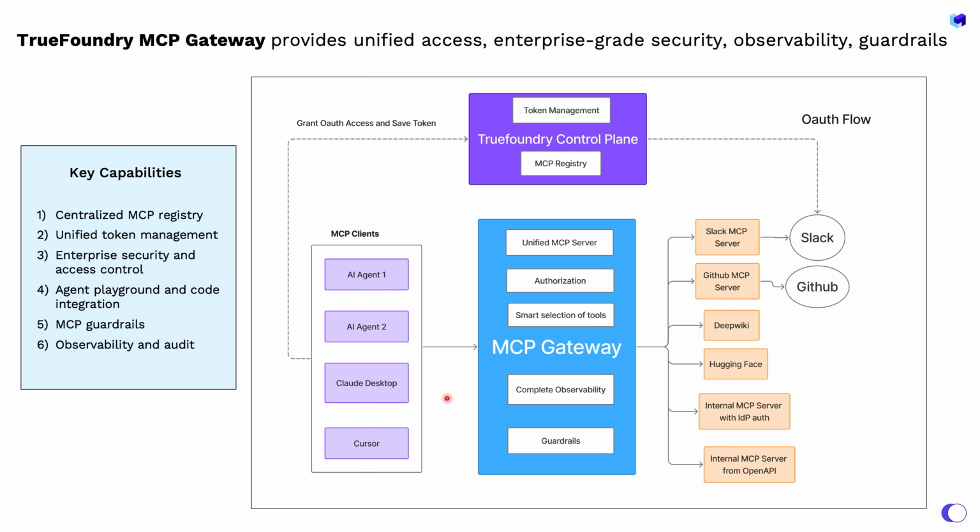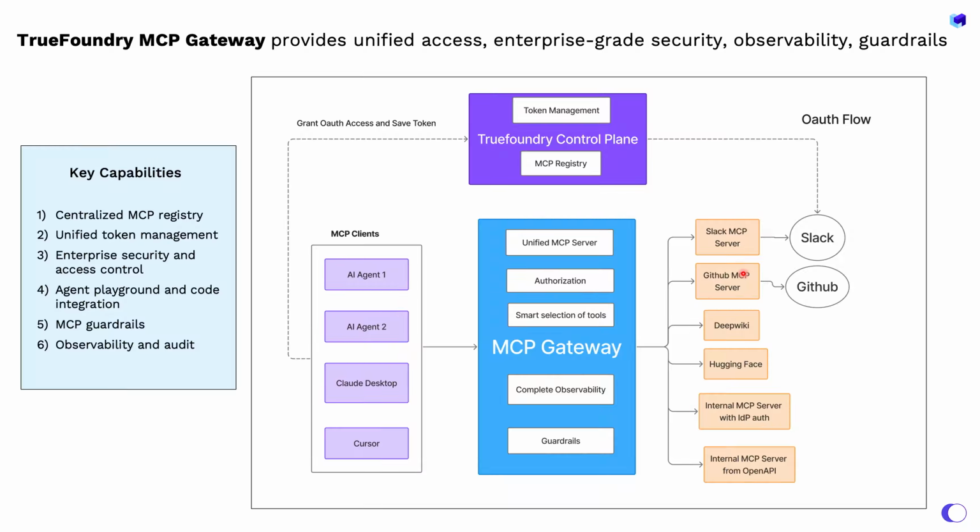In the case of OAuth, an additional step is needed: the OAuth consent flow needs to be triggered and completed. So the user needs to give OAuth access to their personal resources. And then the OAuth token as well as the refresh token is saved by the TrueFoundry control plane, which does the end-to-end token management.